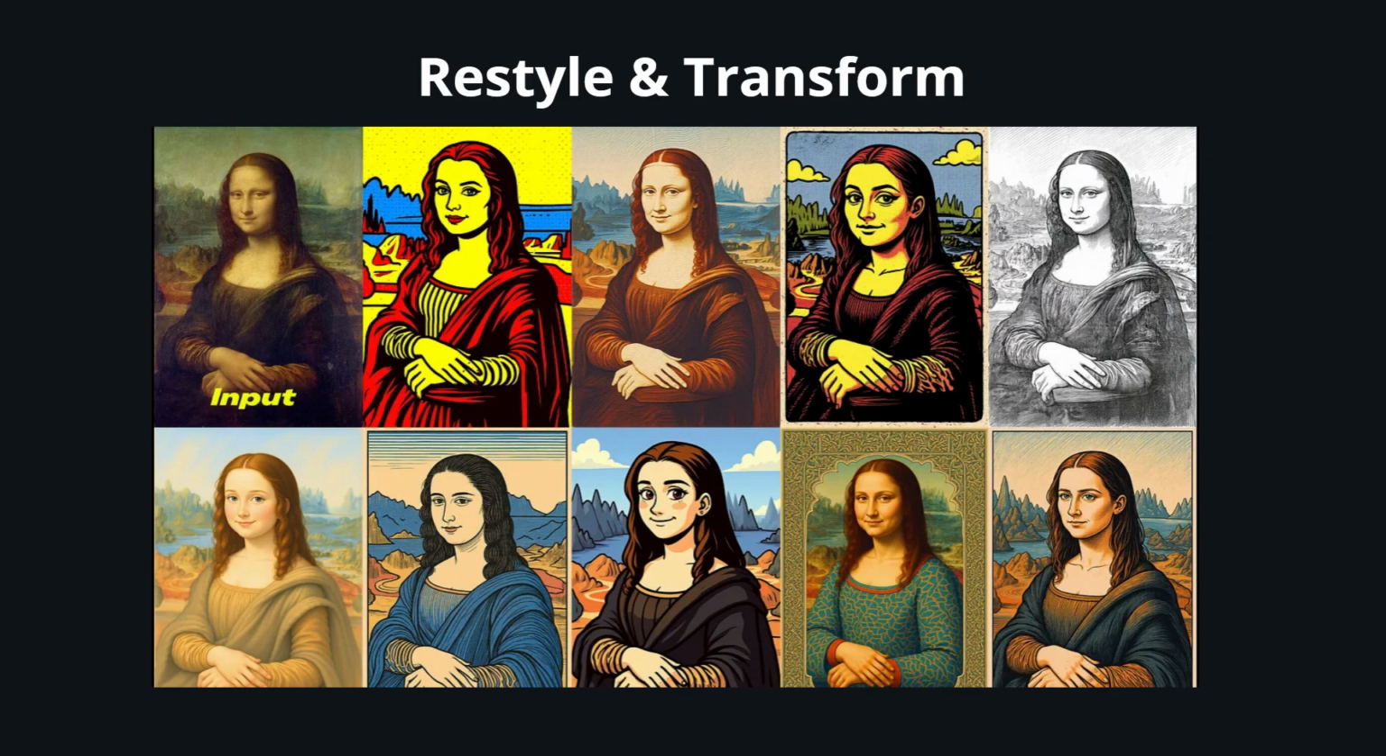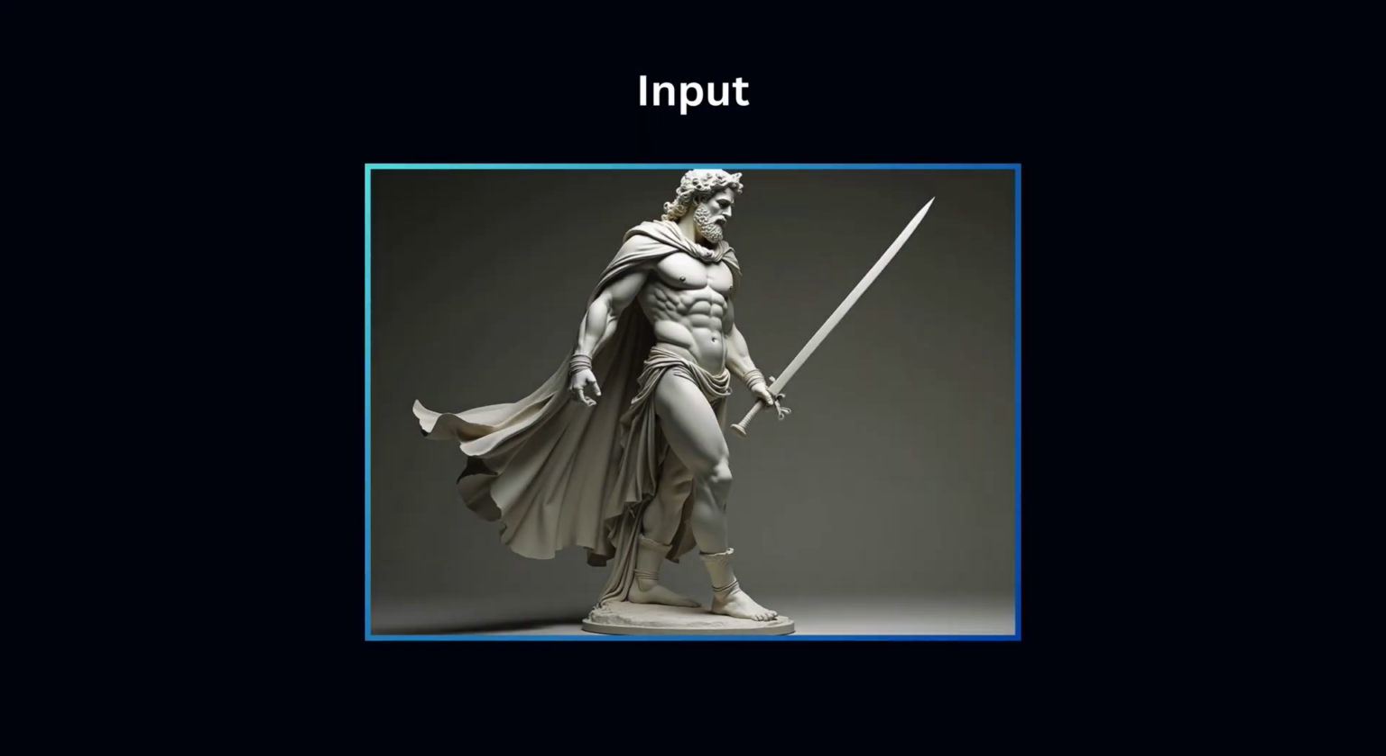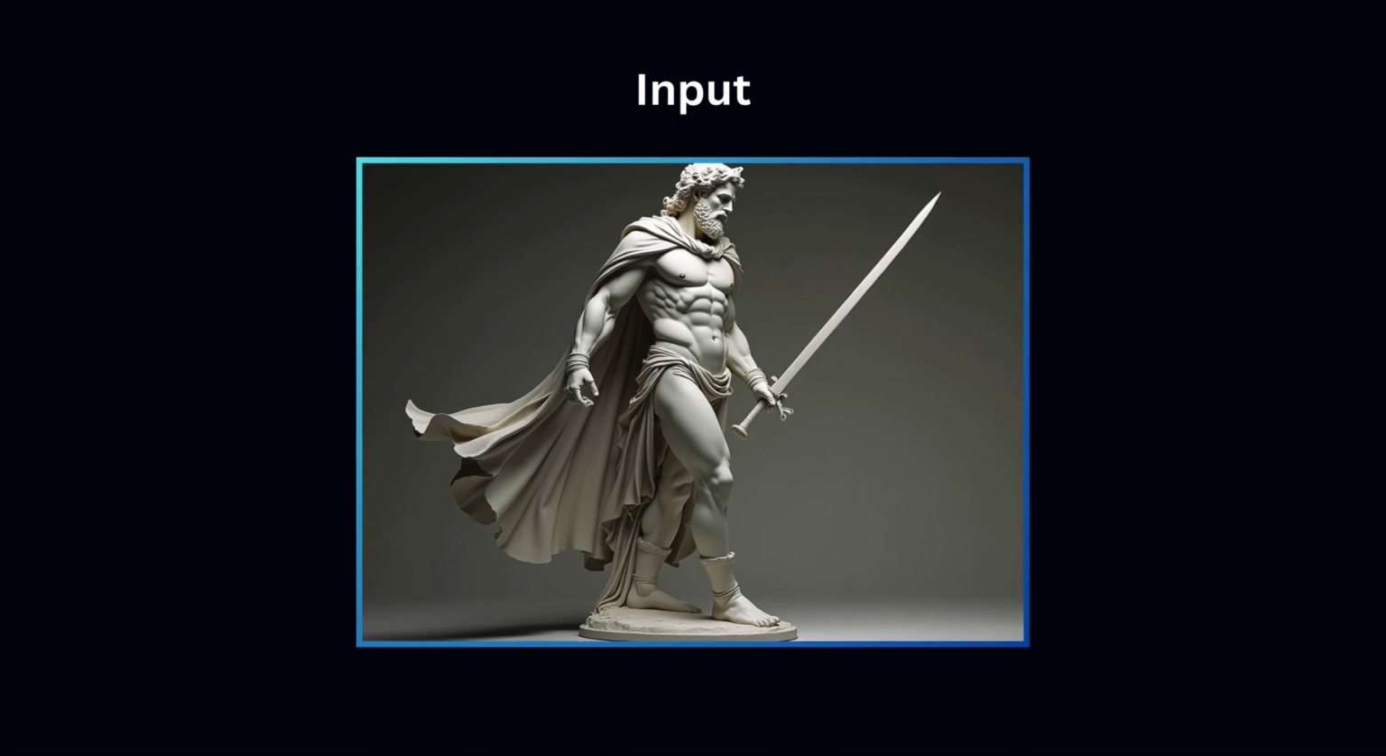You can restyle and transform images to any style. For example, here we have the Mona Lisa restyled to 1960s pop art with bright colors, bold graphics, and commercial aesthetics. Wait, did you actually remove the sword from that statue?